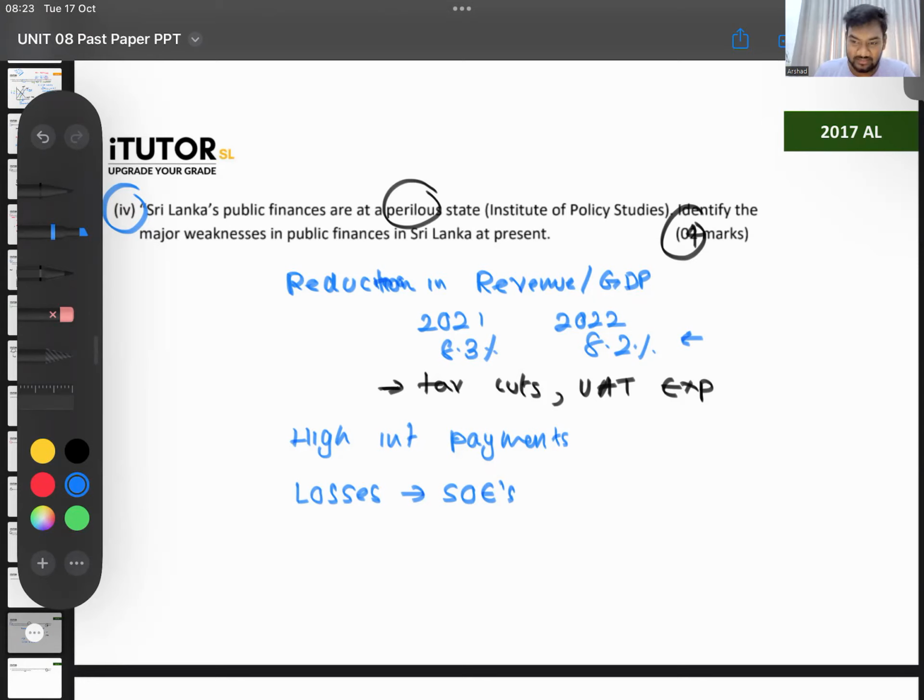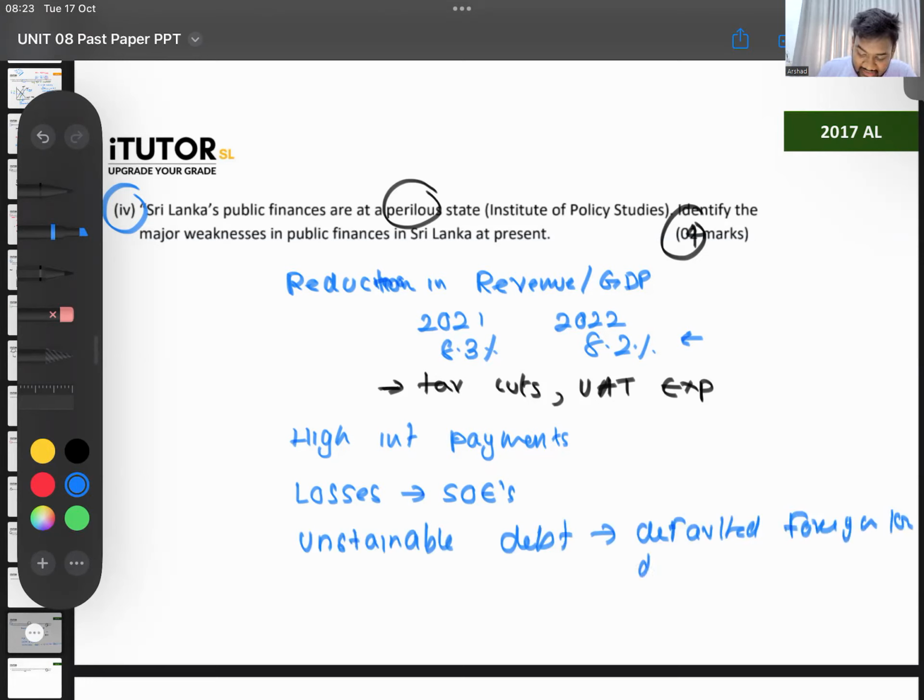Anything else? Revenue has been falling, interest payments have been rising, state-owned enterprises have been making losses and losses. And you can also talk about unsustainable debt. Given that we've had budget deficits for so long, now our debt has become unsustainable. Because of this only, number one, we defaulted on our foreign loans. Last year we said we can't pay. And in addition to this, also our domestic debt, some of it now we are restructuring. Even our foreign loans we are restructuring, and domestic debt also some of it we are restructuring.